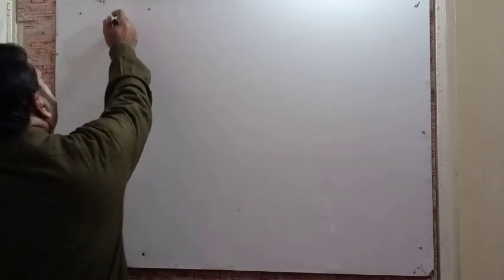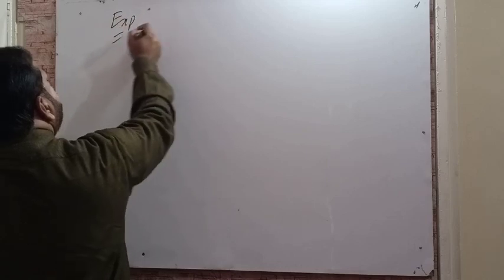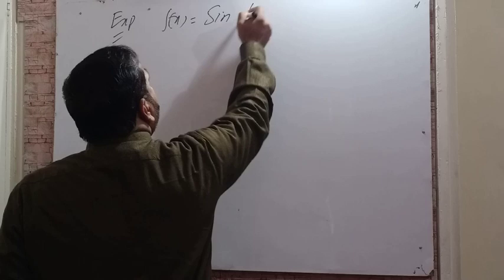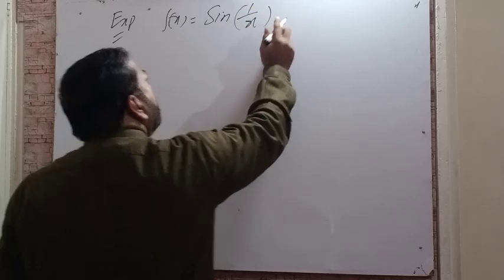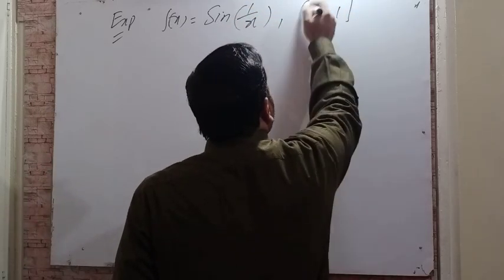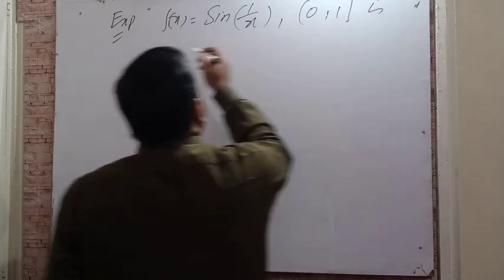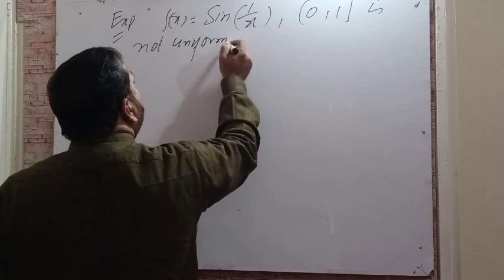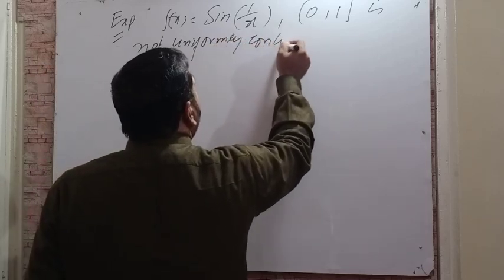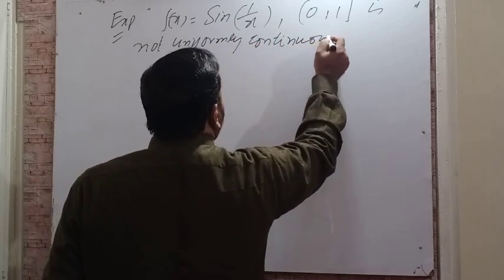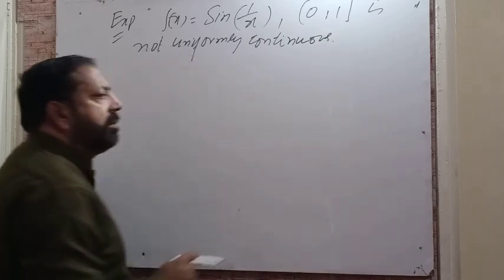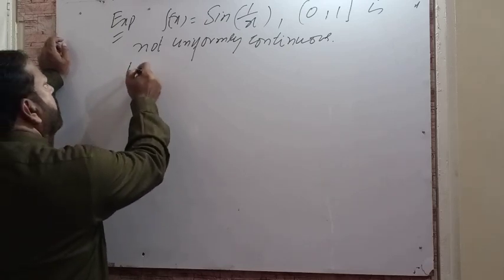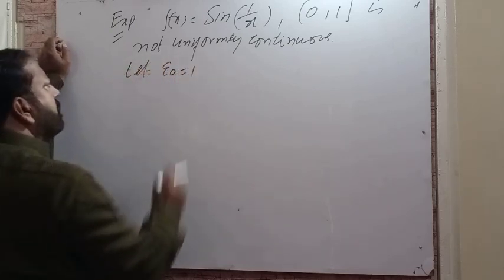Take another example. f(x) = sin(1/x) on (0, 1) is not uniformly continuous. Okay, let epsilon naught equal 1.